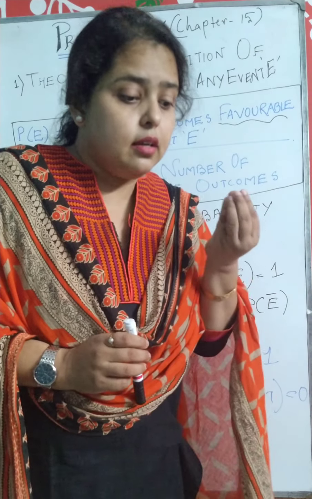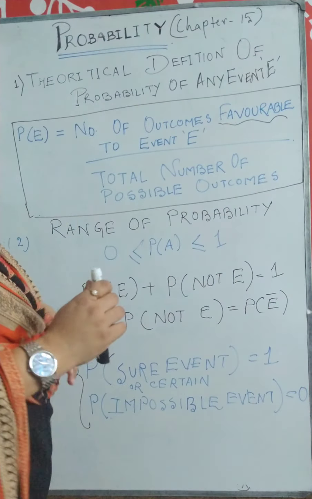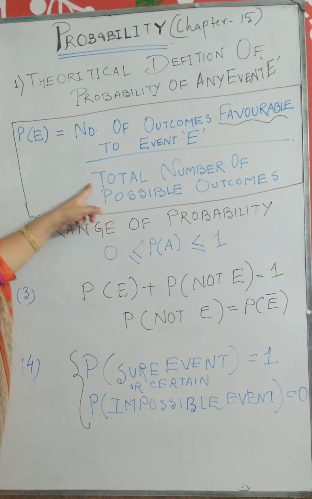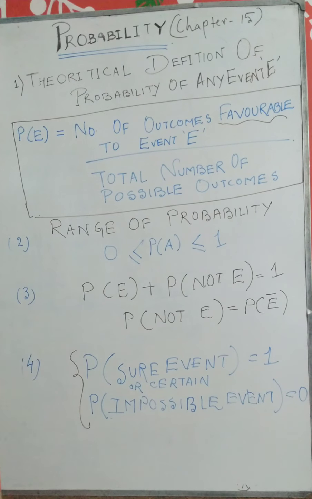What are the outcomes which are favoring my demand of this particular event E, out of the total number of possible outcomes? Am I clear? So this is the one which we have to use throughout the syllabus, the theoretical definition of probability of any event. Okay, next you can see the range of probability.